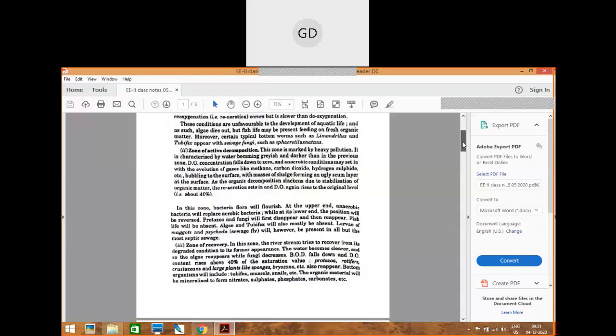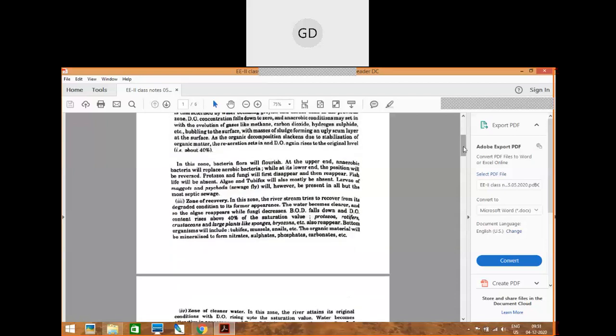So again, in this zone, your bacterial flora will flourish. It is said that the bacteria here will start growing, they will flourish. At the upper end, anaerobic bacteria will replace what? Aerobic bacteria. So what is anaerobic bacteria? Everybody knows, it is in the absence of any oxygen. So at the upper end, the anaerobic bacteria will replace the aerobic bacteria.